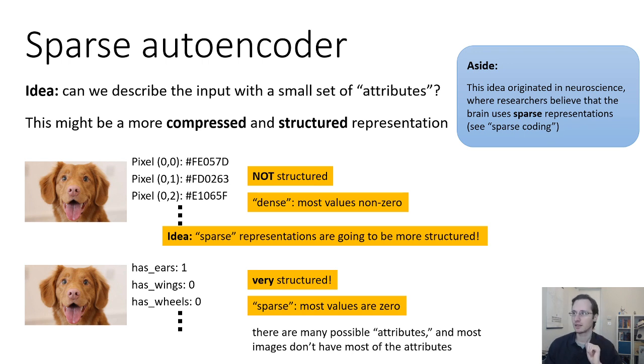As an aside, this idea actually originated in neuroscience, where researchers believe that the brain actually uses these kinds of sparse representations to represent things in the world. And this kind of thing has been verified experimentally. It's actually a widely accepted idea in neuroscience. If you want to learn more about it, look up something called sparse coding, which was actually discovered here at Berkeley by folks from Professor Bruno Olshausen's group.